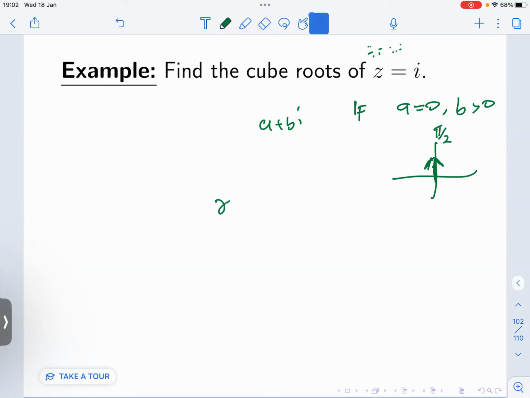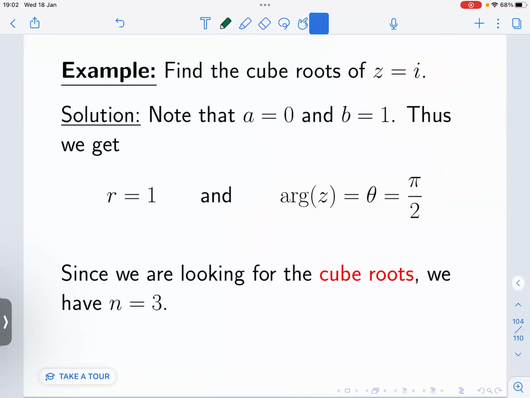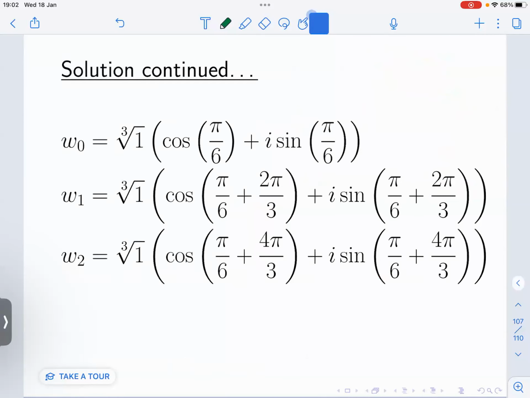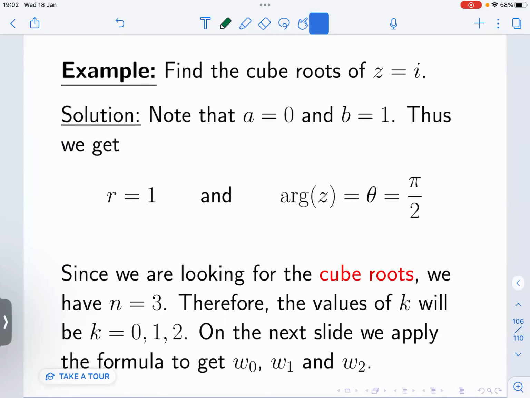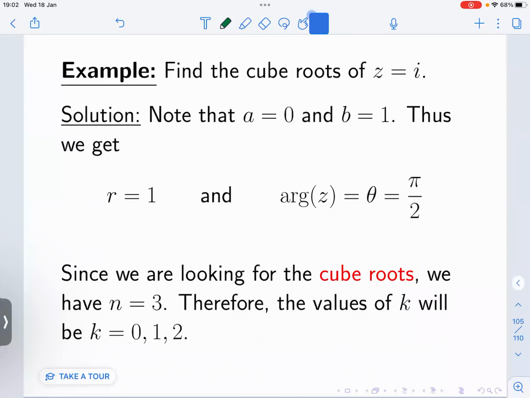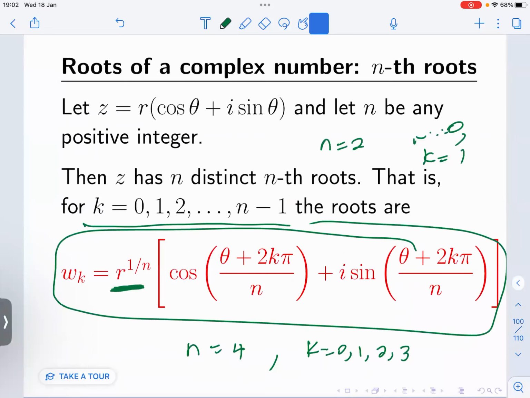And we need to calculate the modulus r, where the real part is 0. So you have 0 squared plus the imaginary part 1 to the power 2, and the answer is positive 1. Therefore, you should be able to express this in polar form. The complex number then becomes, once you have the value of r and theta, you should be able to substitute here for all the values k equals 0, k equals 1, k equals 2, and find your cube roots.